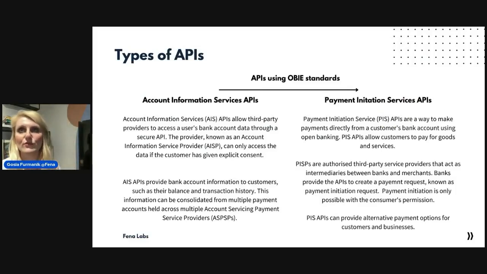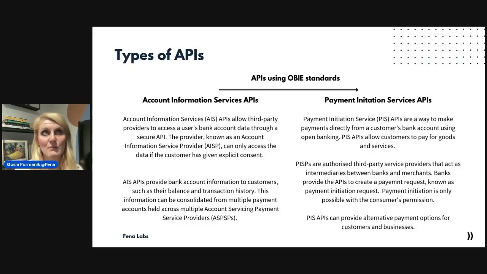You might ask, what sorts of API types are covered under open banking? There are 2 main API types. We have account information services APIs and payment initiation services APIs. Account information services APIs allow third-party providers, so the fintechs and the technology businesses, to tap into data that is held by the banks about the customers and businesses they serve.